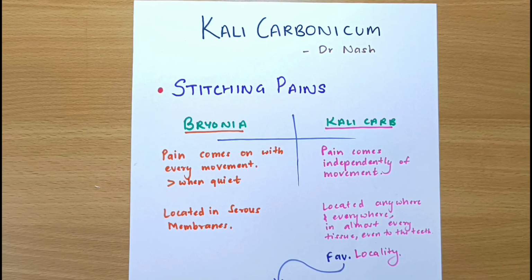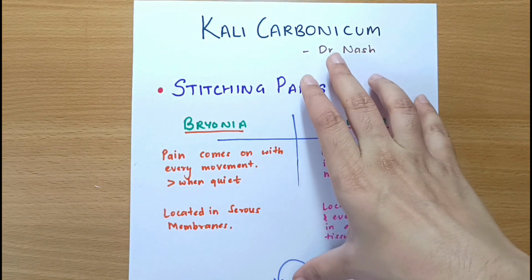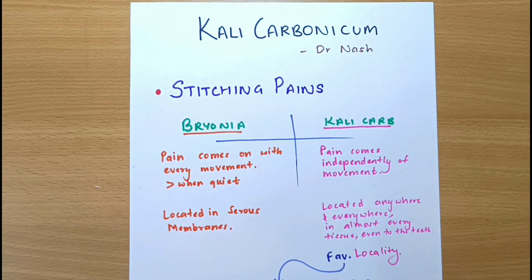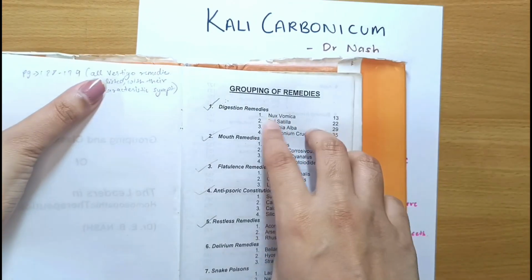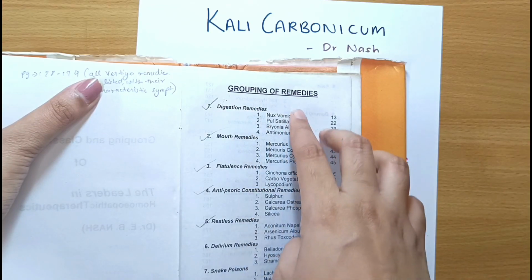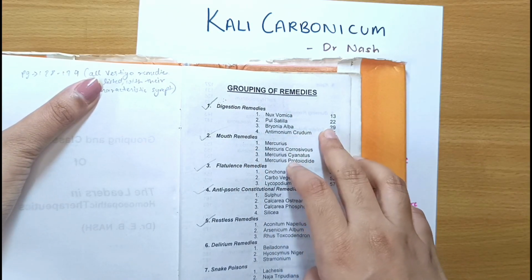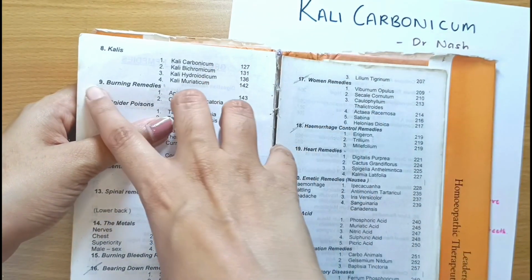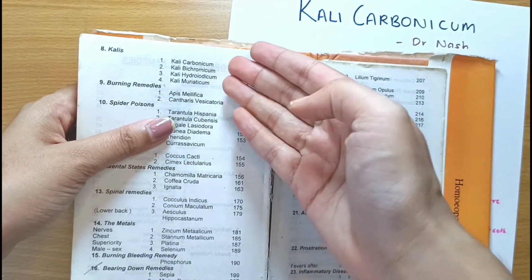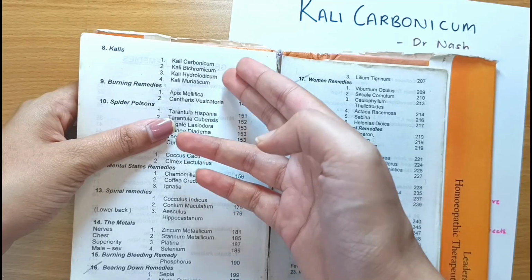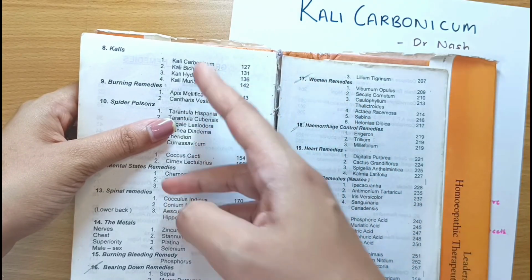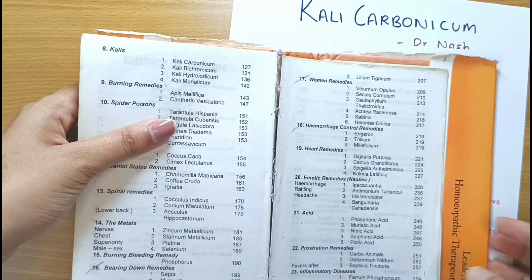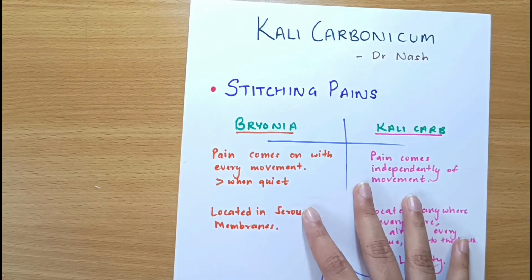Hello and Namaste. So today we're going to learn about the remedy Kali Carbonicum from Dr. Nash's Materia Medica. And as you know, Dr. E.B. Nash groups remedies together for easy understanding. Like digestion remedies are all grouped together, mouth remedies are all grouped together. In the same way, he also groups together all the Kali remedies, Kalis, and the remedies are Kali Carb, Kali Bi, Kali Iode, Kali Mur, and all these are what we're going to study now, one by one in this series of lectures, starting first with Kali Carbonicum.